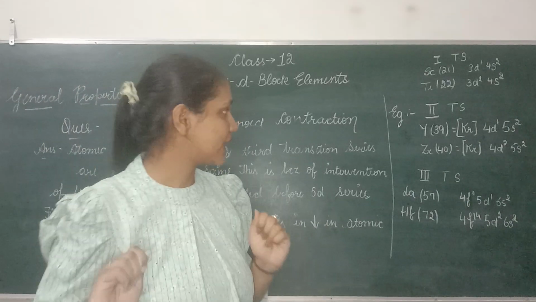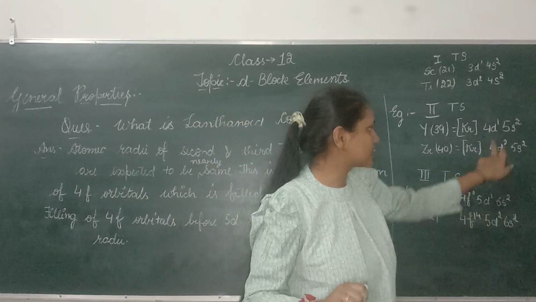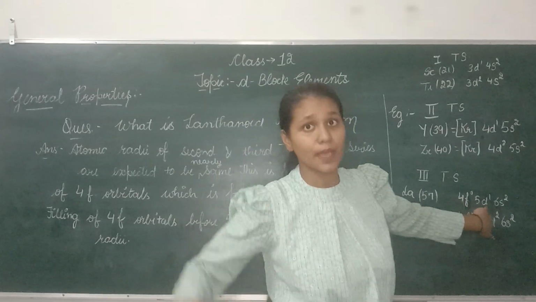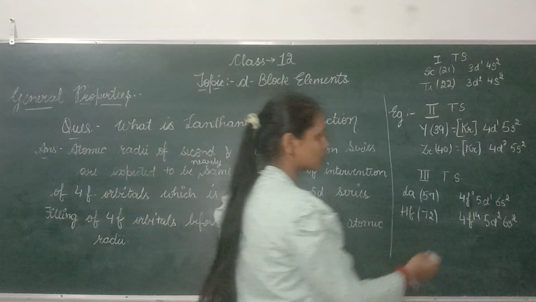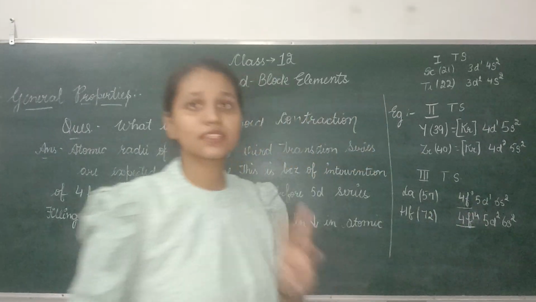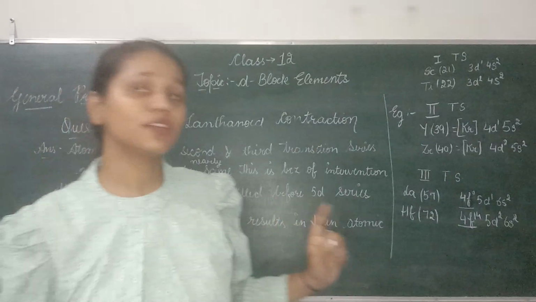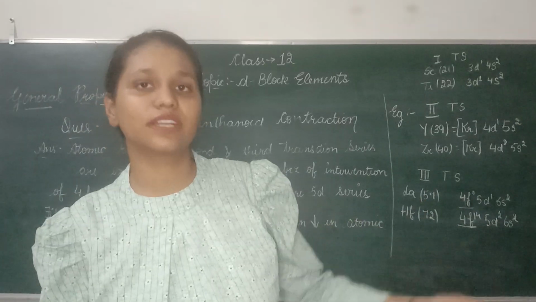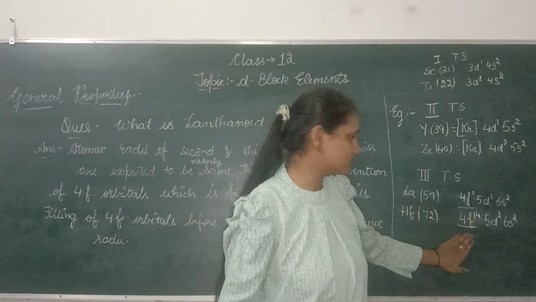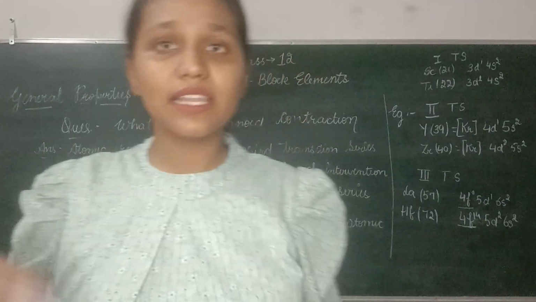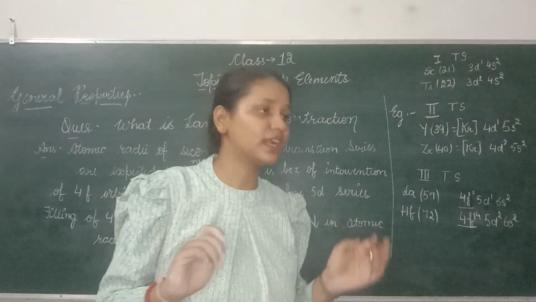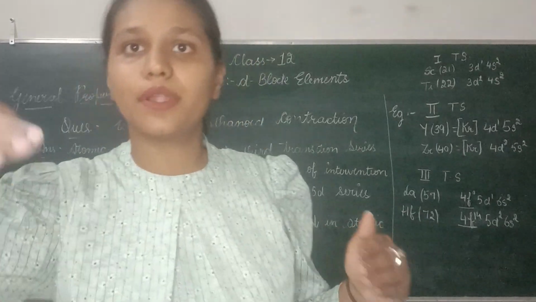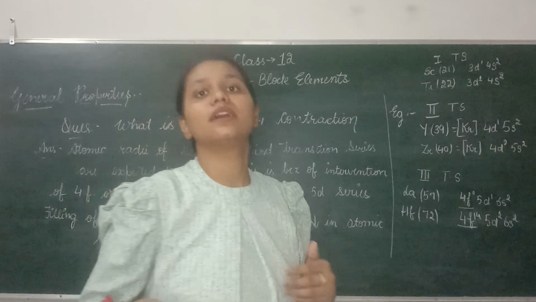Why? Because as the subshells are gradually increasing, 4d and here 5d subshells are gradually filling, but due to the intervention of the 4f orbital in the third transition series, instead of 5d, first of all the 4f subshells are gradually filling. This filling of the 4f subshells leads to an increase in the attraction between the outermost electron and the nucleus.